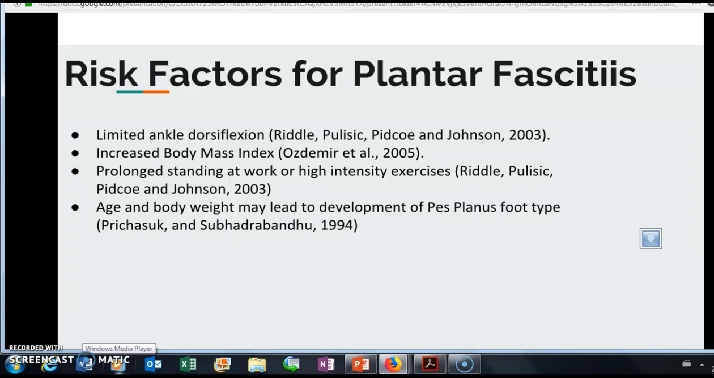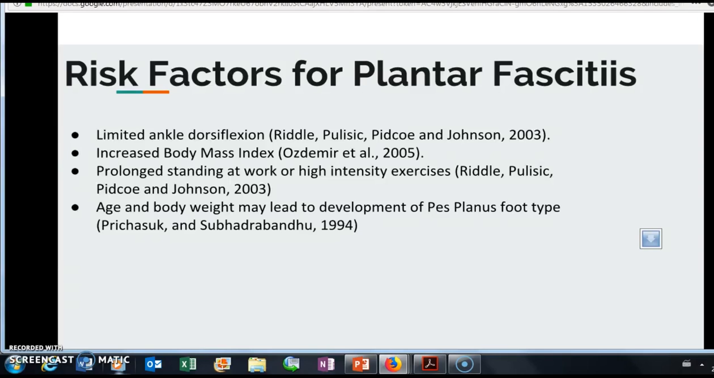The proposed risk factors of plantar fasciitis are the limited range of ankle motion, particularly the reduced or restricted ankle joint dorsiflexion. When an individual presents to the podiatry clinic, on objective examination, if we notice their ankle joint dorsiflexion is less than 10 degrees, this makes them prone to developing plantar fasciitis or heel pain.